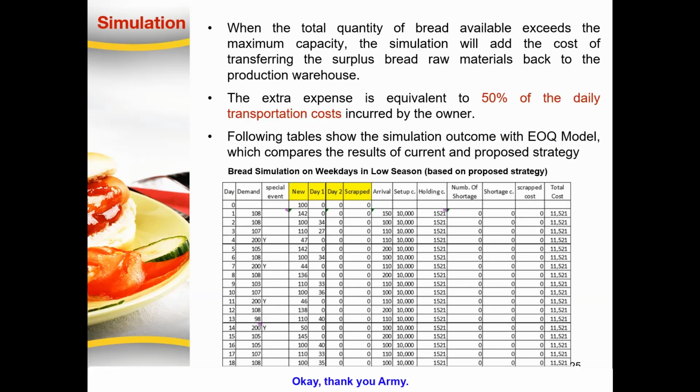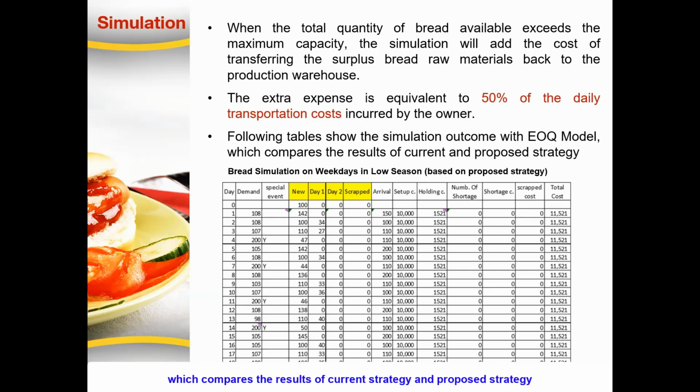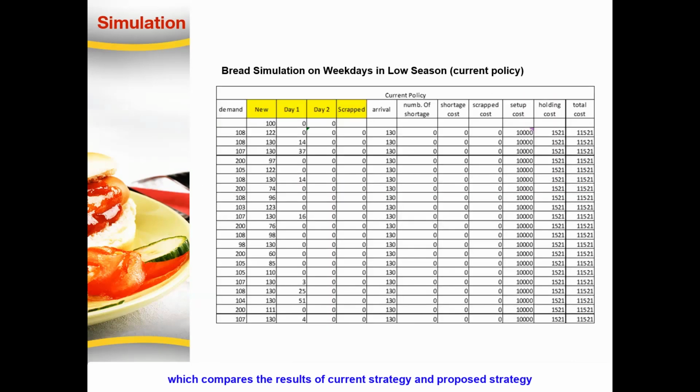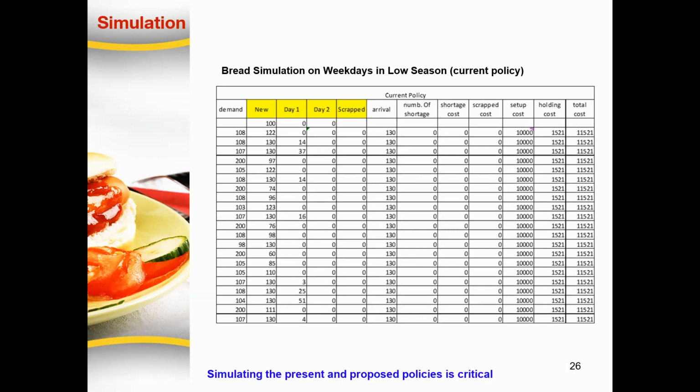Okay, thank you, Army. Now I will describe how the simulation was conducted. The following tables show the simulation for bread and sauces outcome with the economic order quantity model, which compares the result of the current strategy and the proposed strategy. Simulating the present and proposed policy is critical to determine if the new policy is more beneficial to the company or not when compared to the current policy.